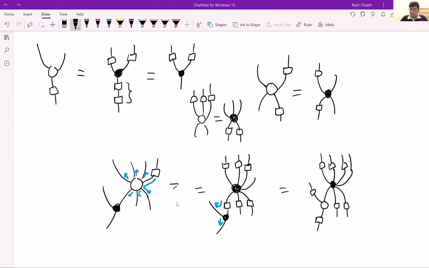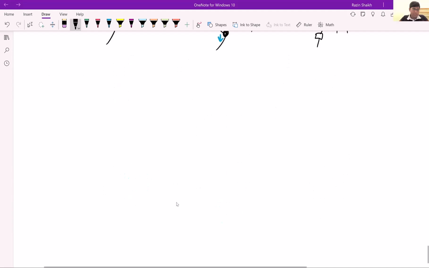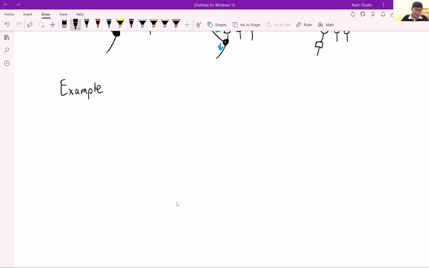Okay, any more questions? All right, then let's look at an example of what you can do with this. So suppose you have a diagram, let's say, we'll just draw an example, a simple diagram that you might encounter in quantum computing.